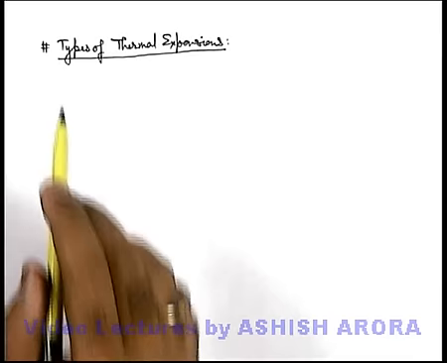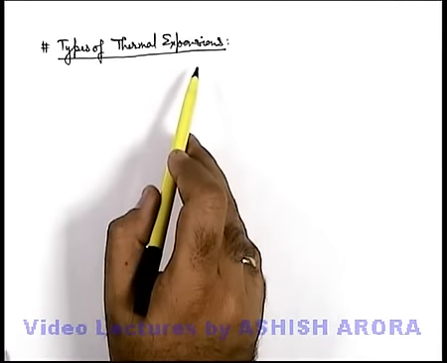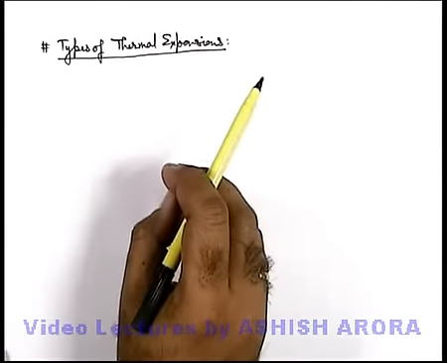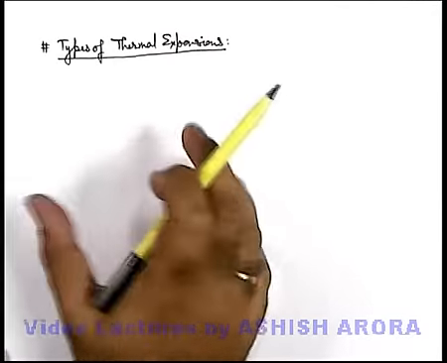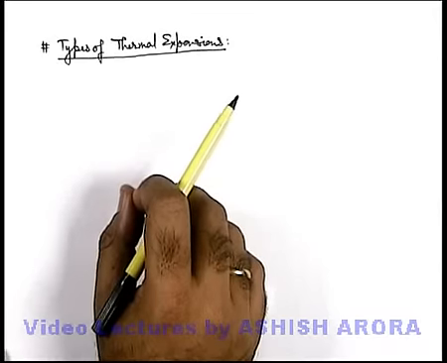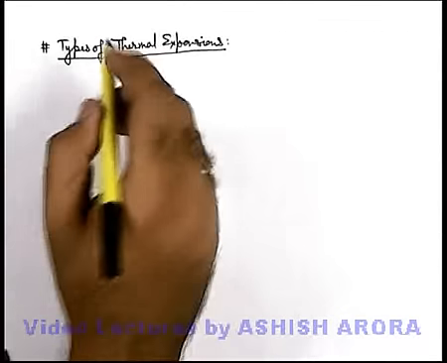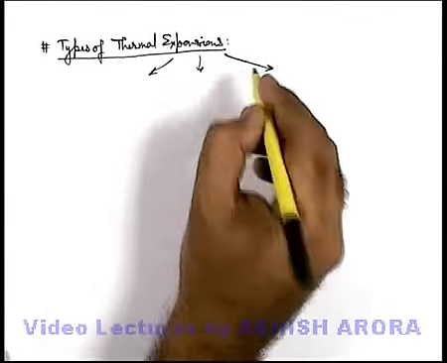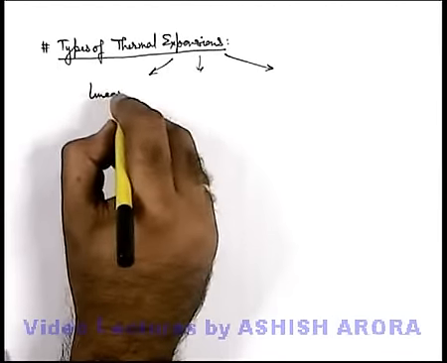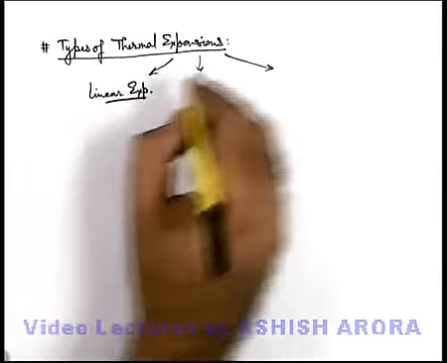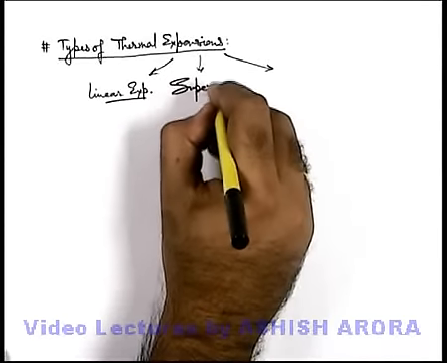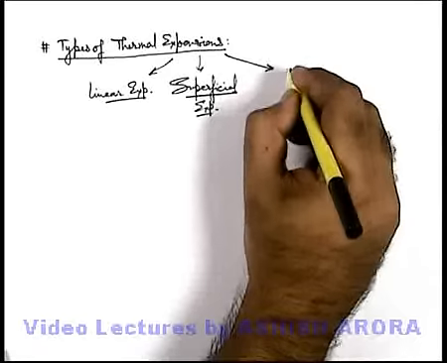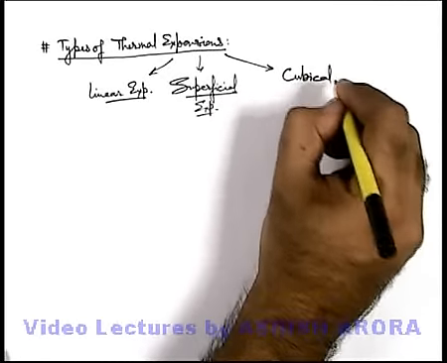Now dear students, let's discuss types of thermal expansions. As we have studied, when a substance is heated, due to continuous increase in intermolecular collisions, the substance will expand. Now if we talk about thermal expansion types, these are classified in three broad categories, which are linear expansion, superficial expansion, and cubical expansion.